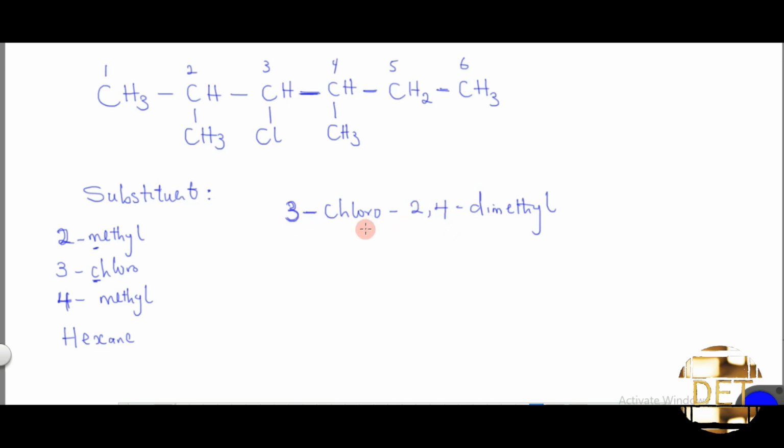So this is 3-chloro-2,4-dimethylhexane, because the parent compound is hexane. So this is the IUPAC nomenclature of this compound: 3-chloro-2,4-dimethylhexane. Very simple and straightforward as well.